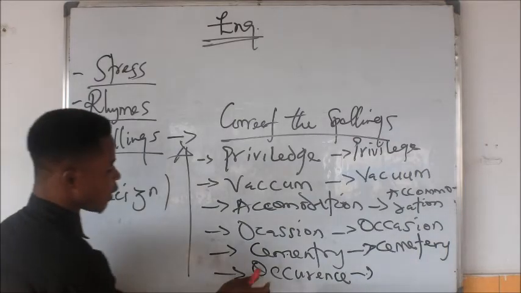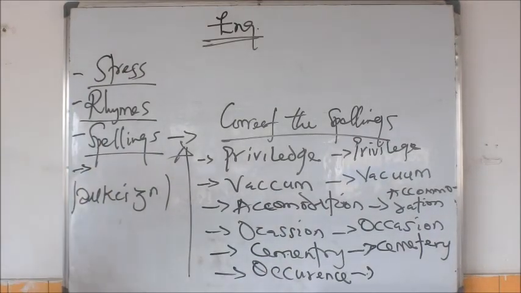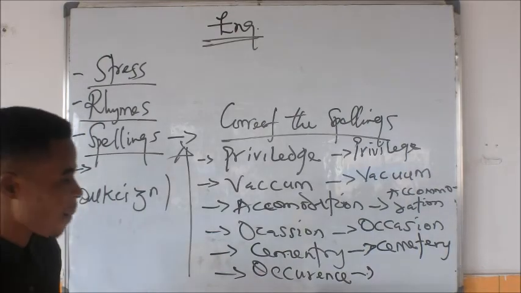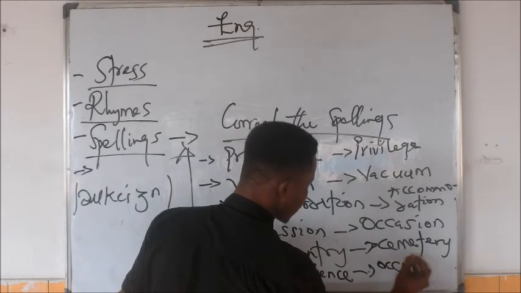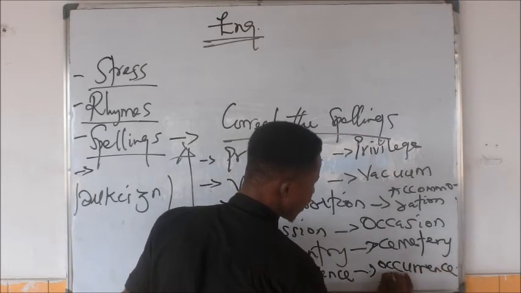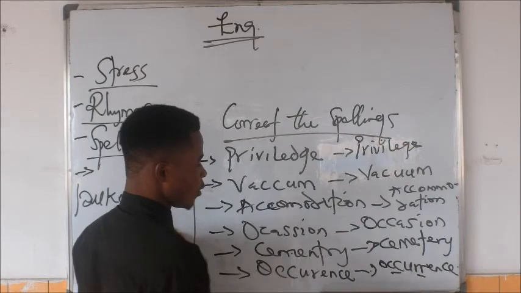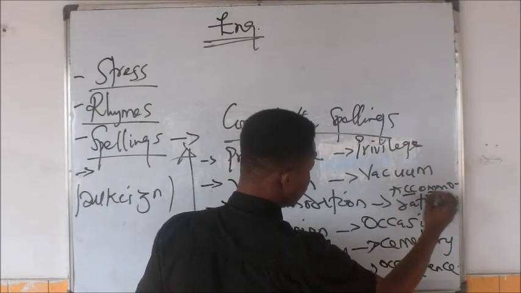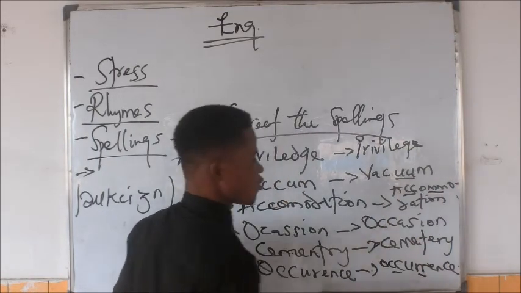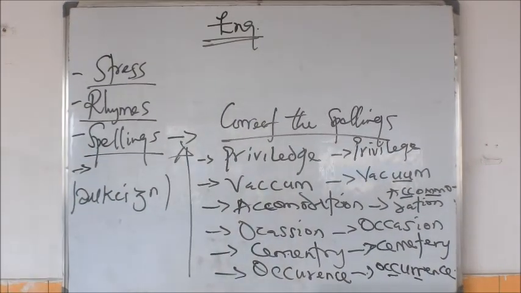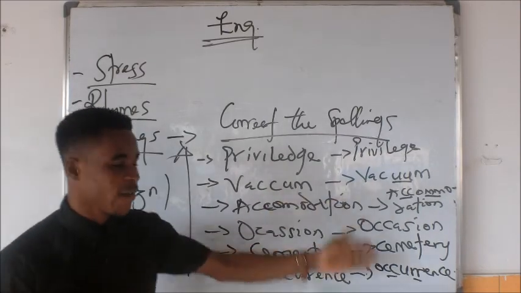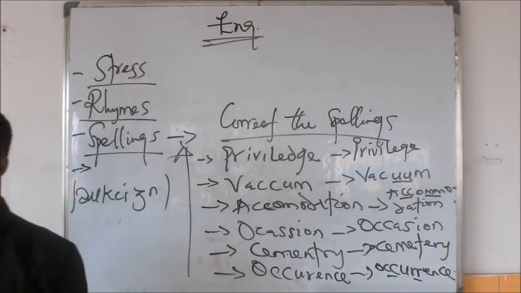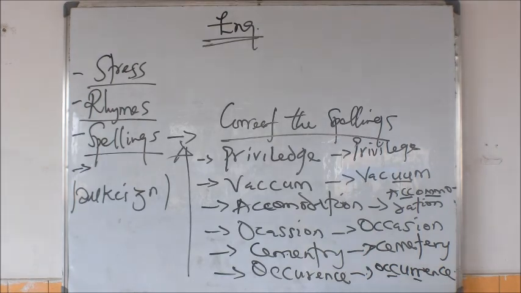And the last one, what do we have? Occurrence. Yes? Anyone? OCC URRENCE. So you have 2 C's, 2 R's. Okay? In accommodation, you have 2 C's, 2 M's. Okay? So all of these, as simple as they are, you can fall victim of them. And we have more. We have more. Alright?